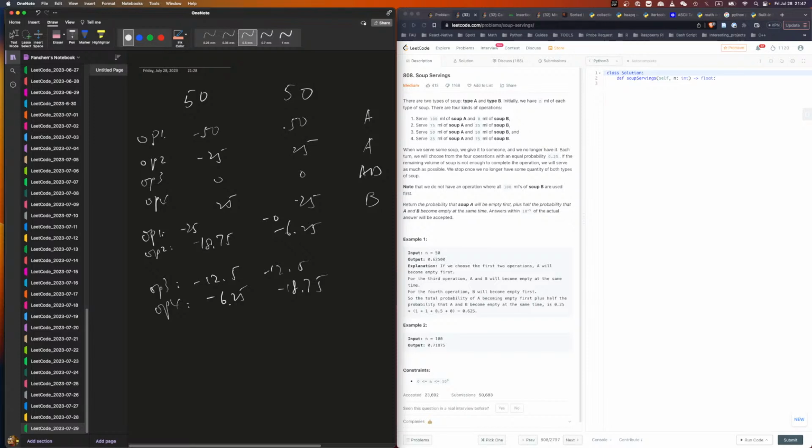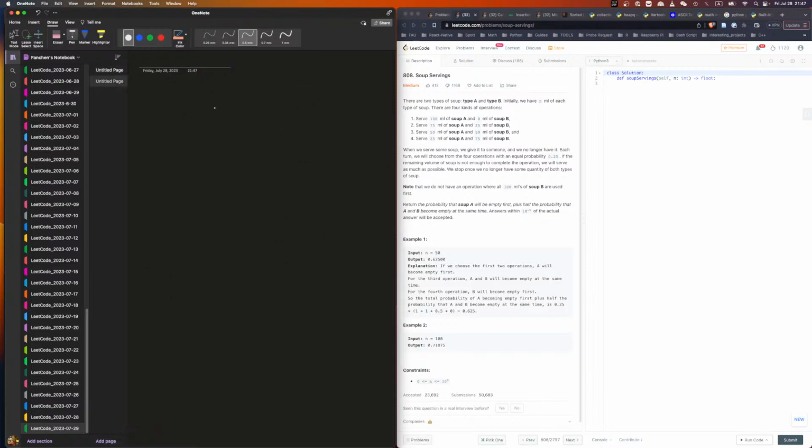Let's do the second example. Just kind of get a feeling for it. Second example is 100 and 100, right? If we take option A, we're left with 0, 100. So that's done. Okay. If we take option 2, we're left with 25, 75.